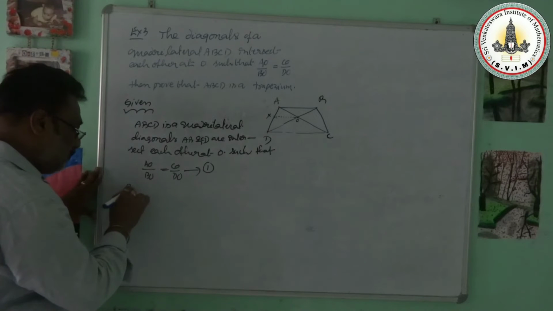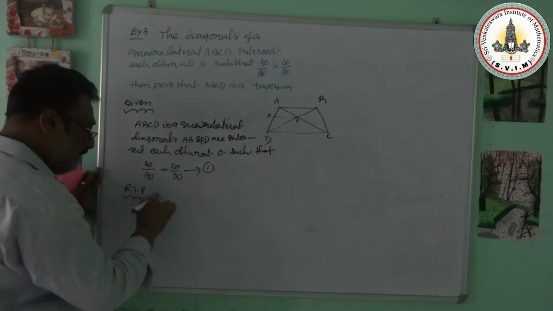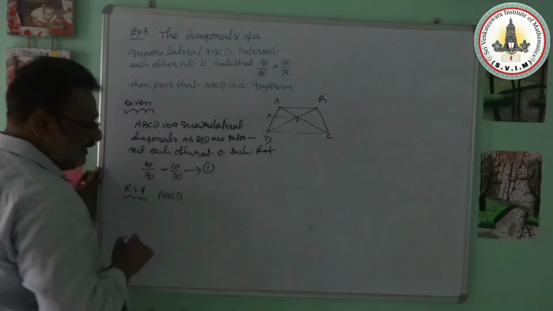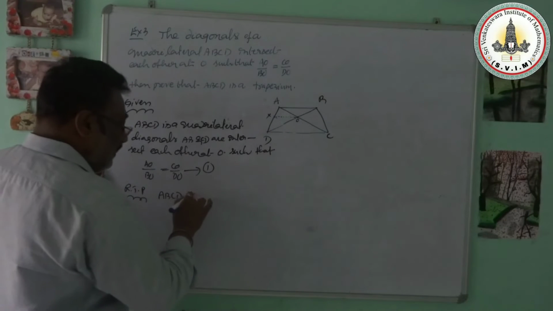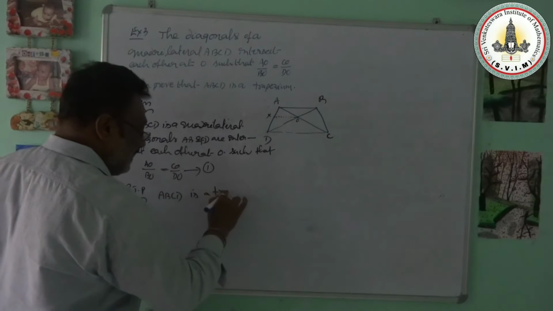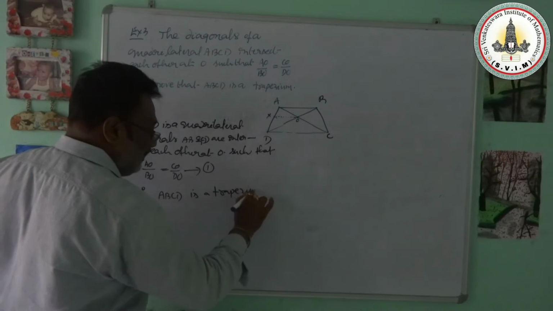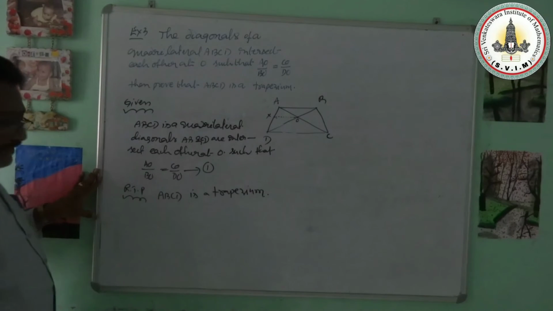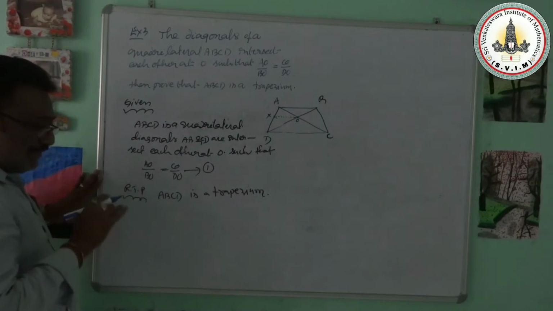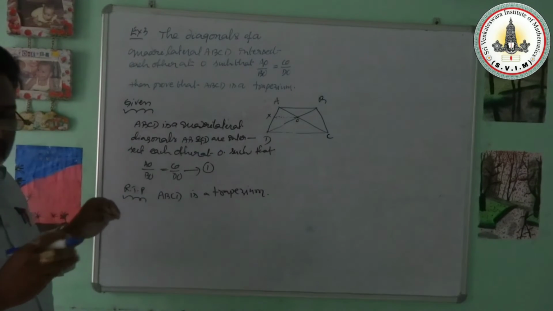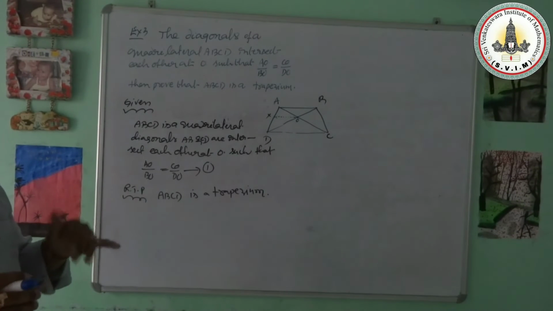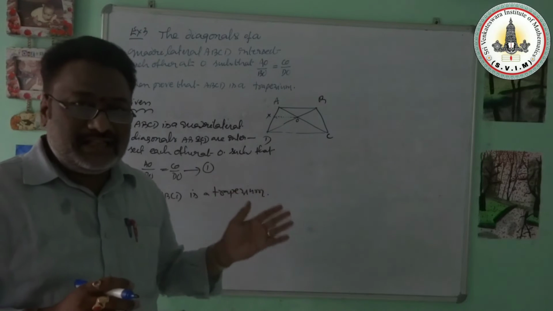Next, required to prove: this ABCD quadrilateral is a trapezium. This one we need to prove. Yes, sir. To prove this ABCD is a trapezium, we just need to prove any one pair of opposite sides as parallel.